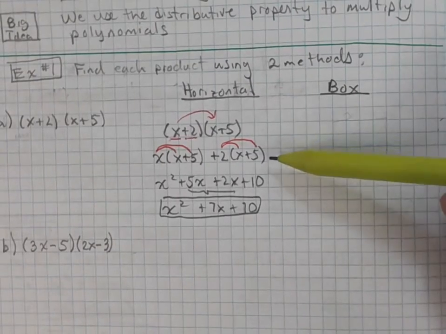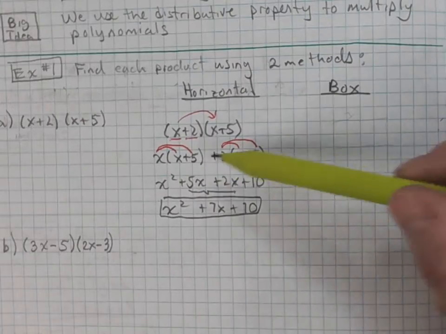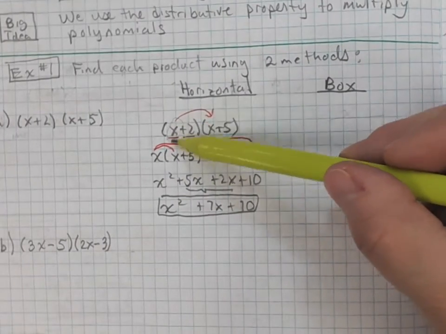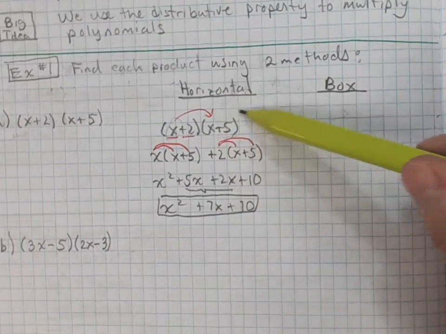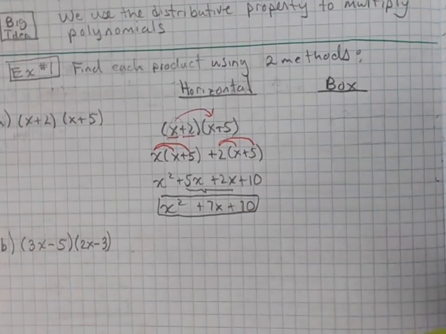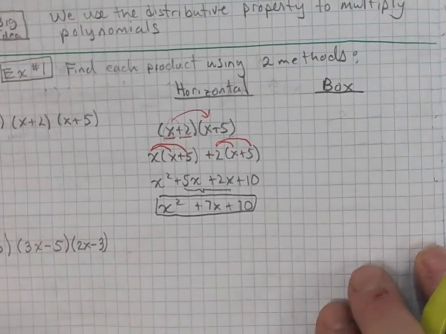All right. Now, typically when I'm doing this, I usually skip this step. I don't show it. I just wanted to make sure you understood. Then I'm multiplying x times the entire group, and then I'm multiplying 2 times this entire group. But I will do that mentally in the next example. All right, the box method looks like this.